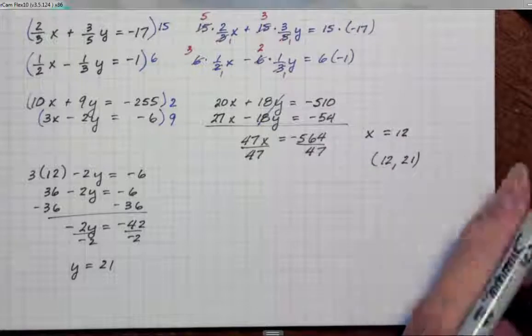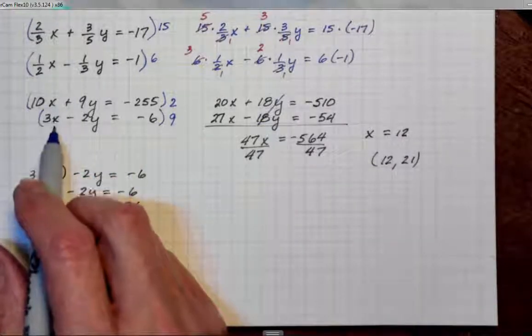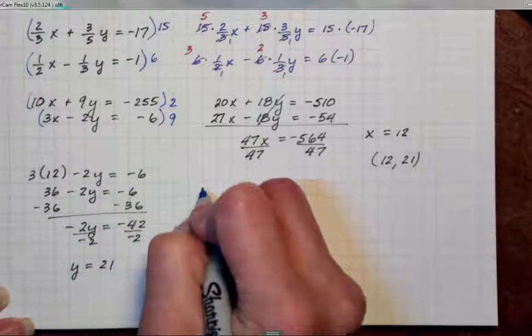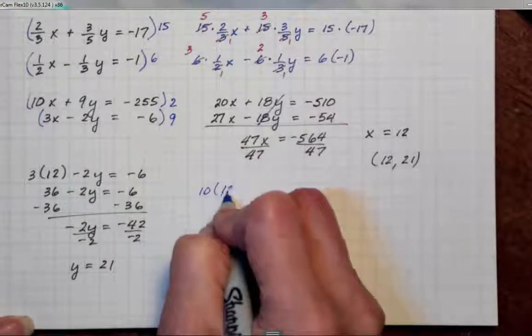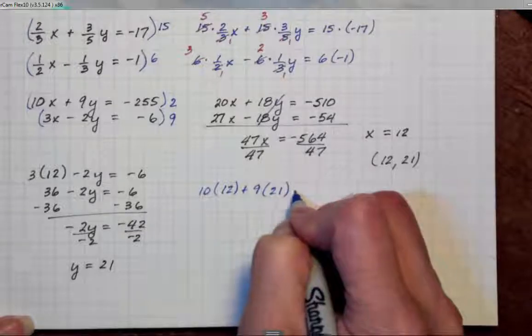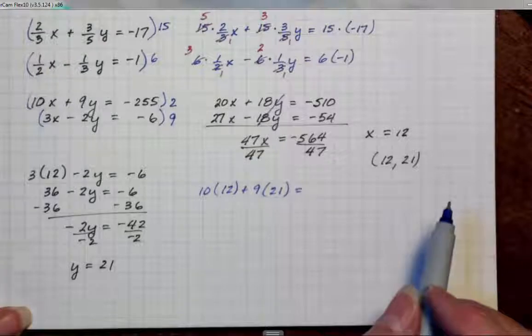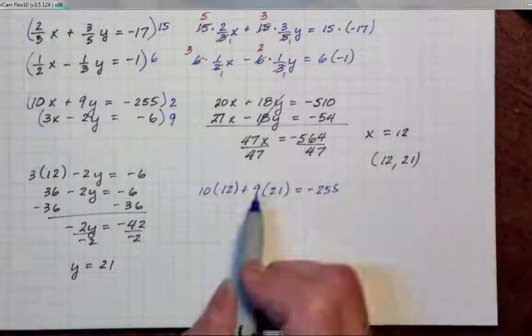And again, I should go ahead and check. I should put 12 into both of my equations for x and 21 into both of my equations for y and see if they check out. So 10 times 12 plus 9 times 21. Is that equal to, well, I already see a mistake. That's not going to equal -255, is it? Both of these are positive.